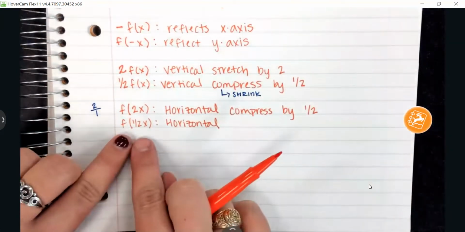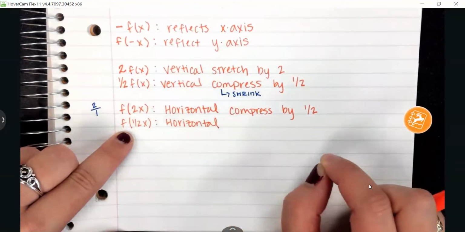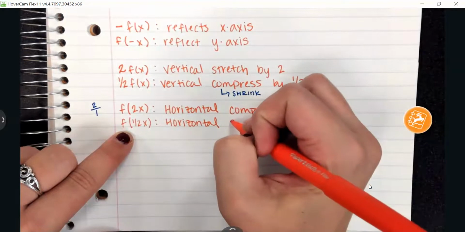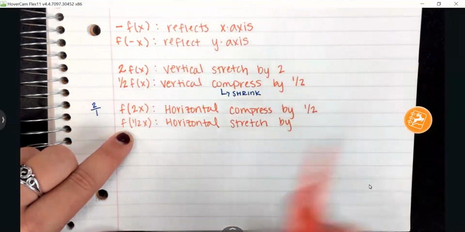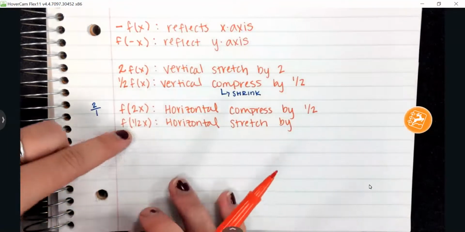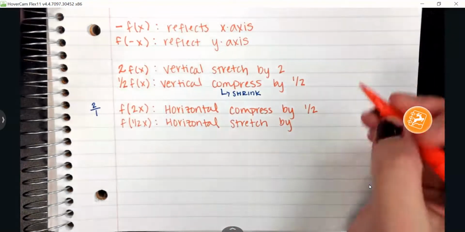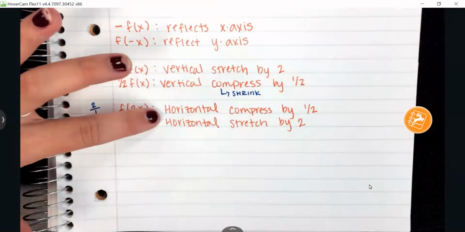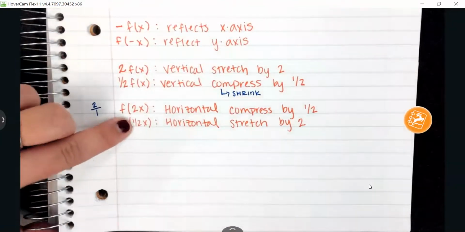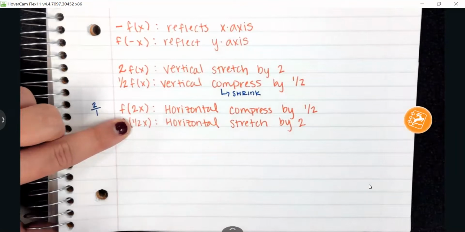It looks like a compress, but inside is opposite, so it has to be a horizontal stretch. What is it stretching by? Well, if I started with 1/2 and I flip it, what does it become? A stretch by 2. What if it said a horizontal stretch and this was a 1/3? What would it be stretching by? 3. See how to do this?